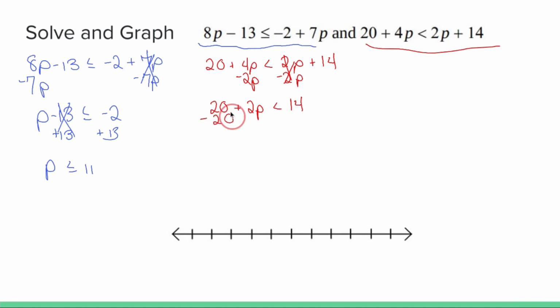Subtract 20, that crosses out. 2p is less than negative 6. Divide by 2, and I'll write it over here. P is less than negative 3.